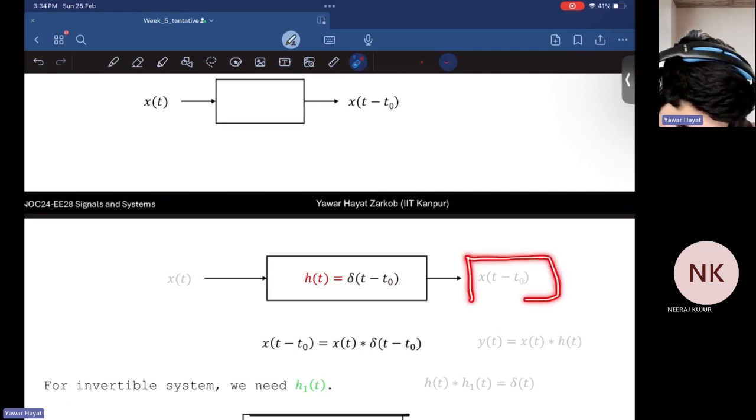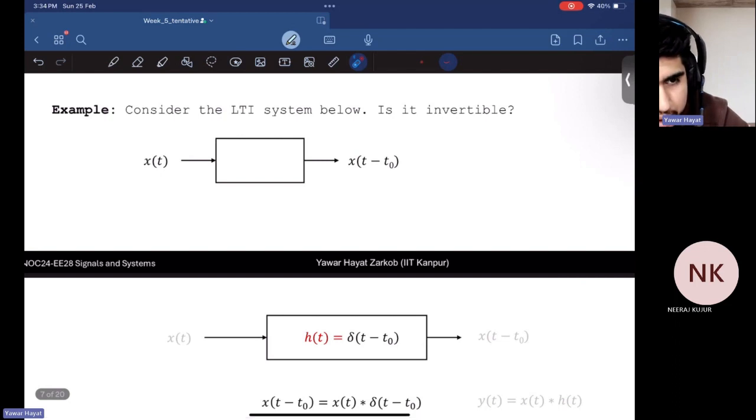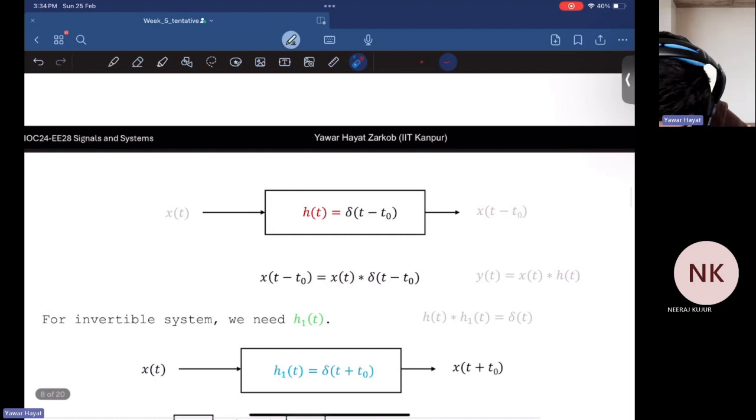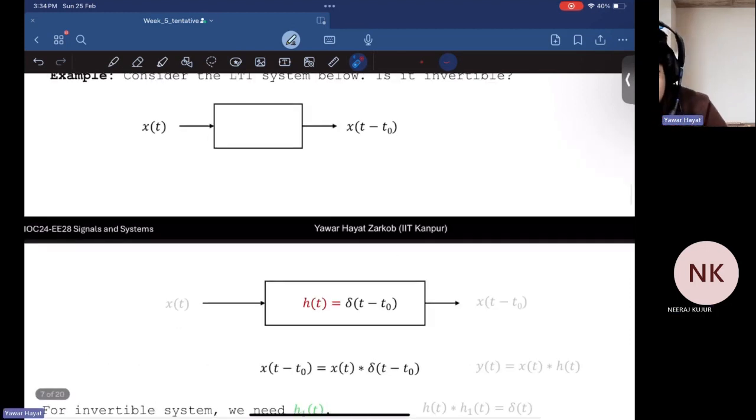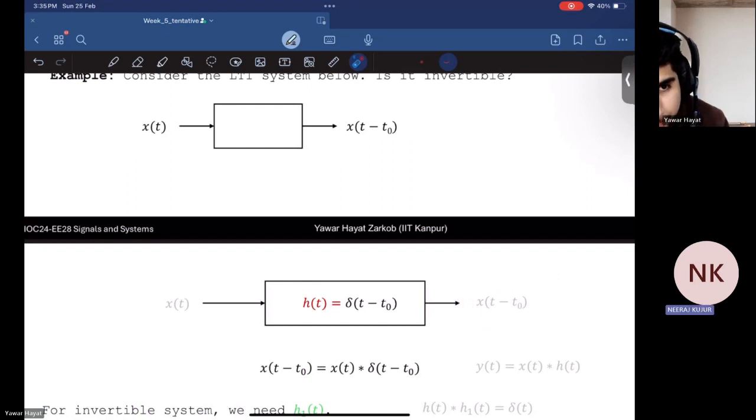such that we'll cascade that h1 of t and get back x of t, right? That is what was asked in the question as well. Is it invertible? So consider the following system. Can you guess what should be the impulse response of this next system such that the resulting impulse response is such that we get x of t back? So it should also be a time shifted impulse function, shifted in the other direction, right?